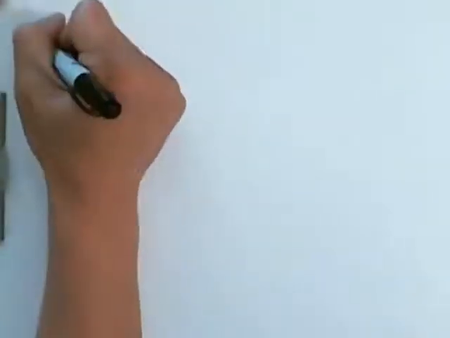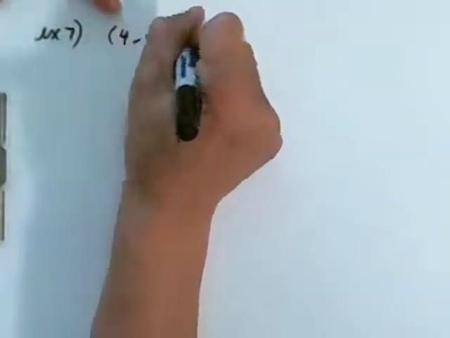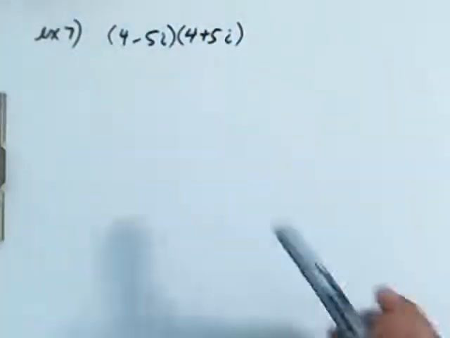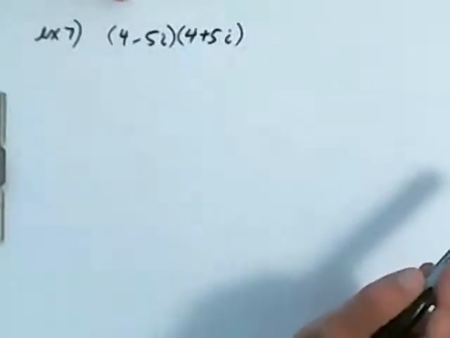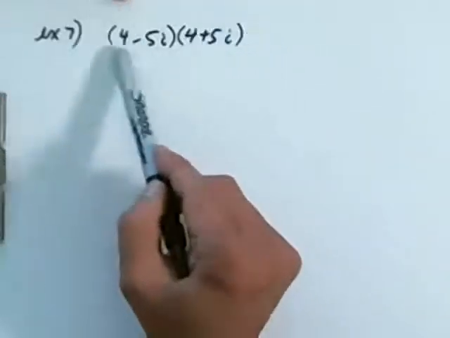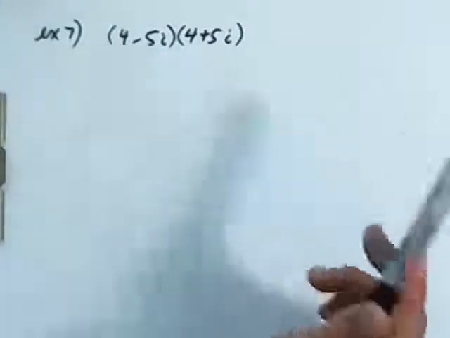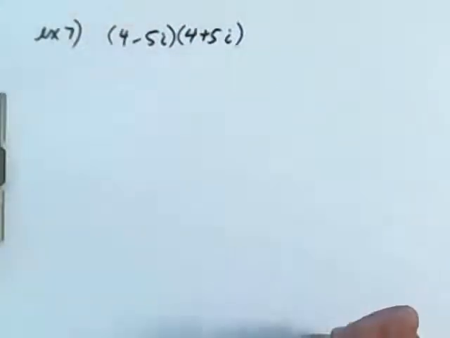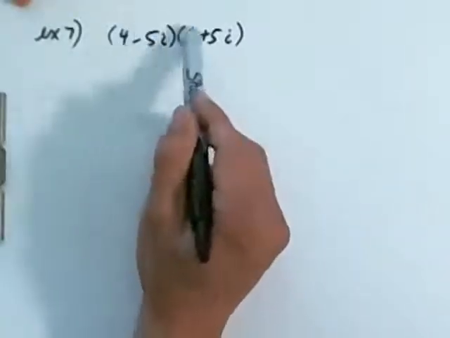Example 7 is kind of neat. There's a reason why it's kind of neat. So you have 4 minus 5i times 4 plus 5i. We've kind of seen this before. These factors are very, very special. One has a minus, one has a plus. If you learned in Algebra 2, sometimes in Algebra 1, these are called conjugates, because one has a minus and one has a plus. And they're very, very special factors. And I'll tell you about those special factors a little bit later on. For now, let's just foil it out.